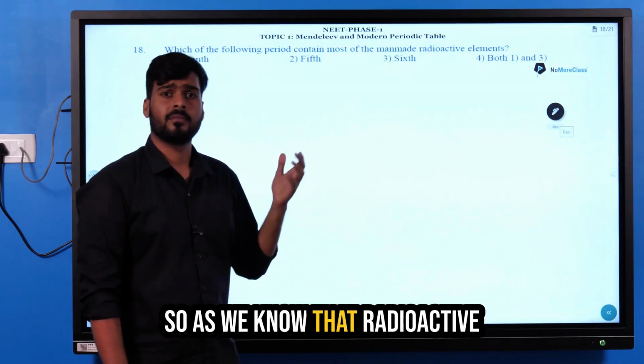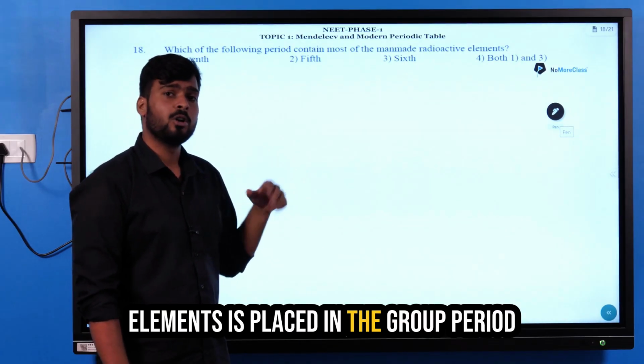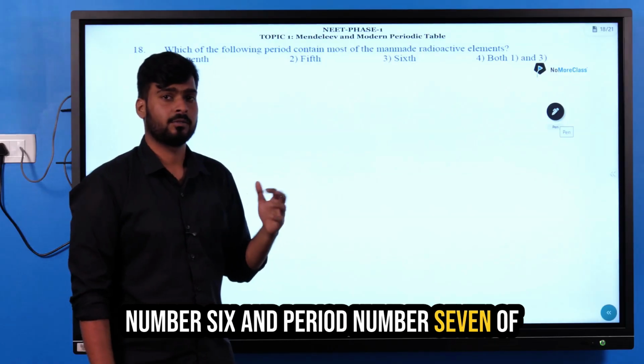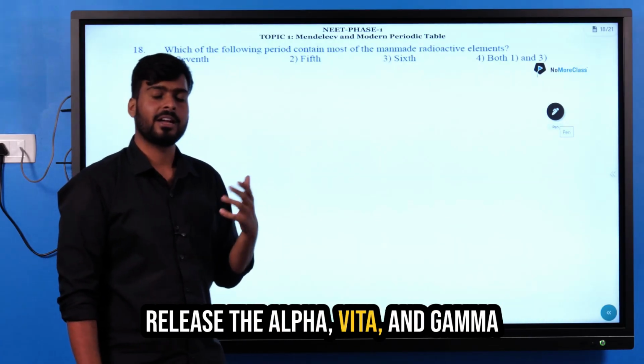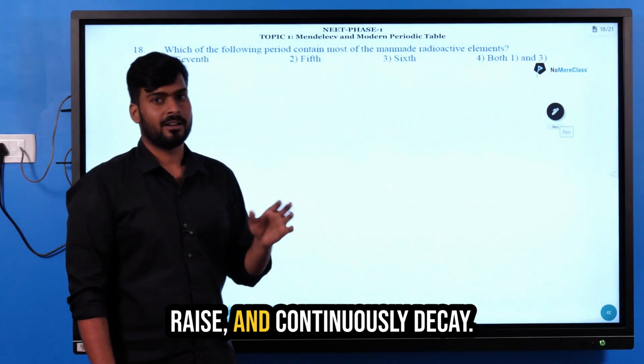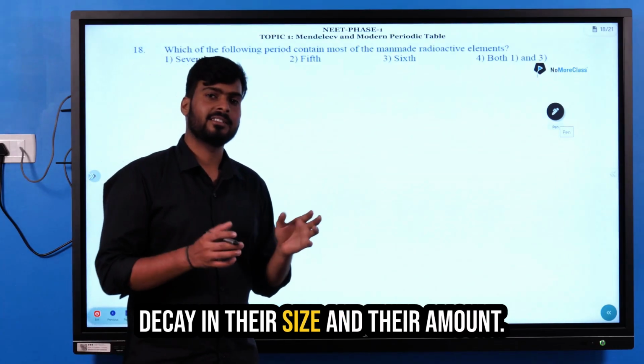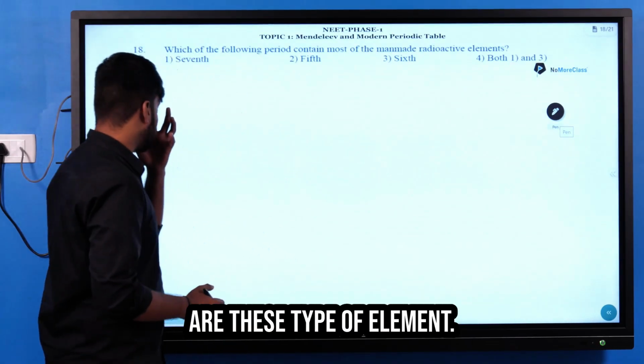So as we know, radioactive elements are placed in period number 6 and period number 7 of the modern periodic table. Radioactive elements are those elements which release alpha, beta and gamma rays and continuously decay in their size and their amount. So radioactive elements are this type of element.